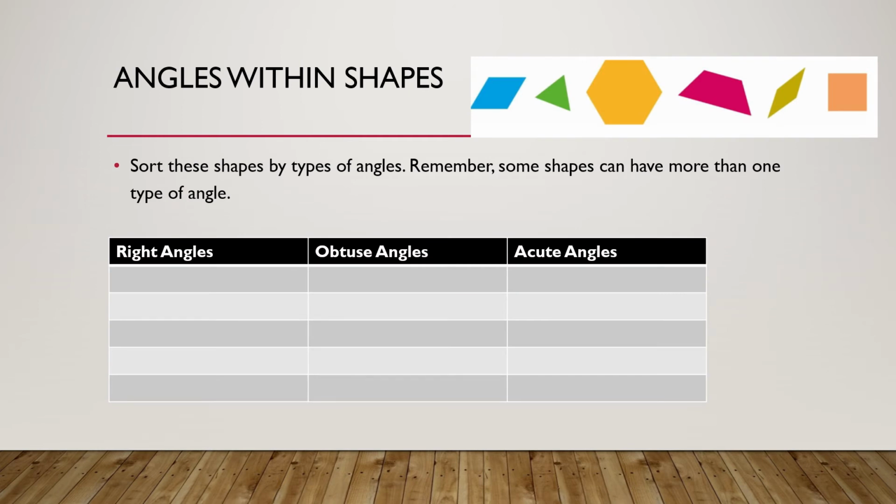So here's a task we can do together. I want you to pause the video and try this. Sort these shapes by type of angles. Remember that some of them can have more than one type of angle, so you may need to write them in more than one column. Give that a go. And then when you're done with this, let's look at this next task.